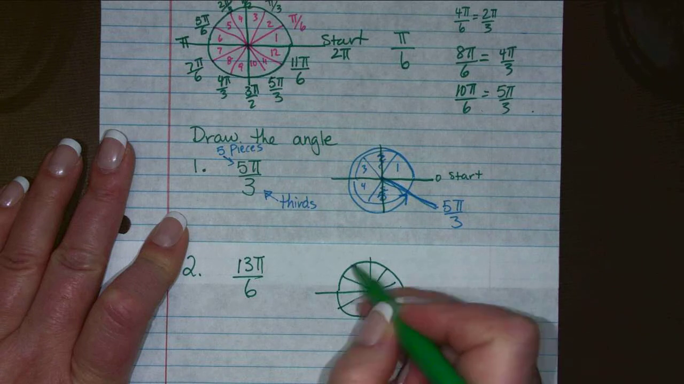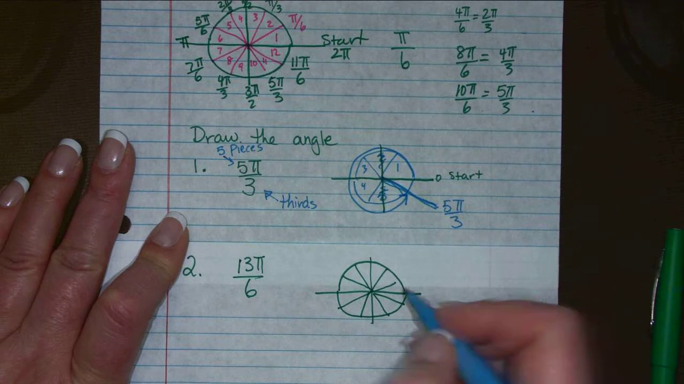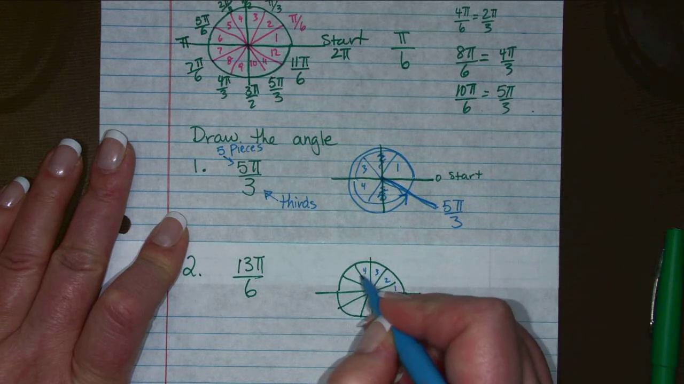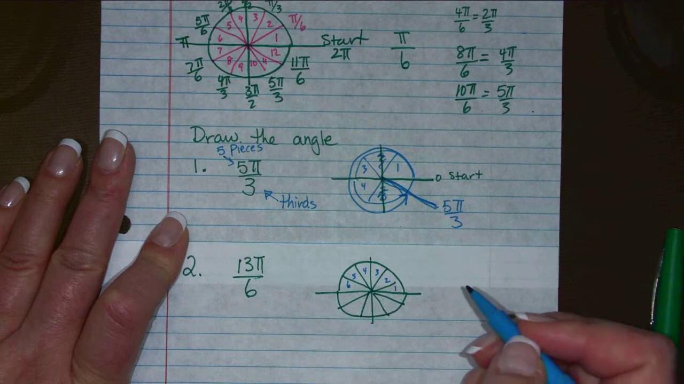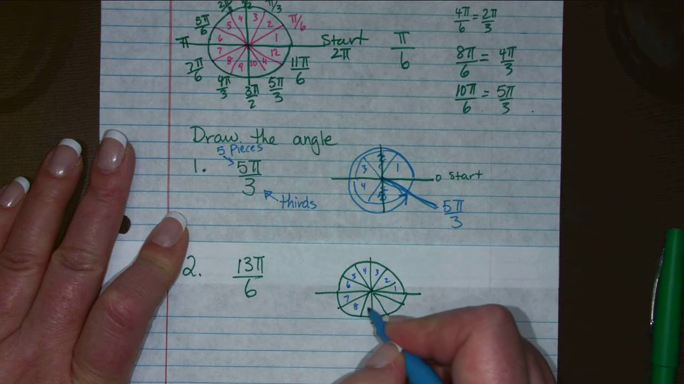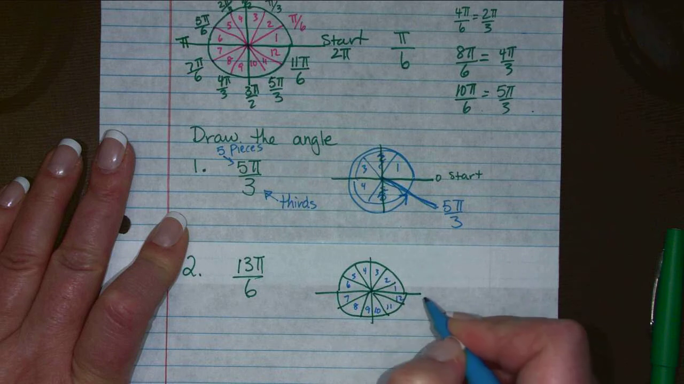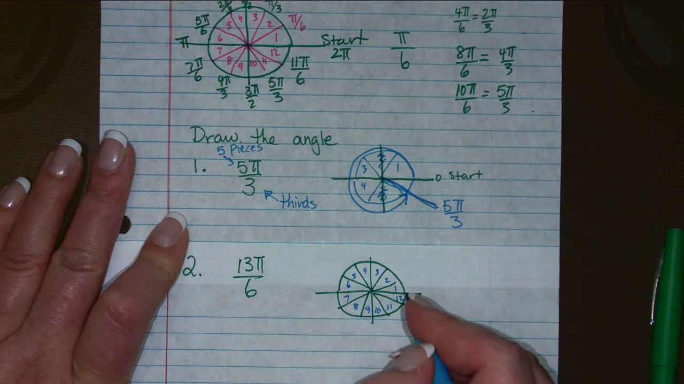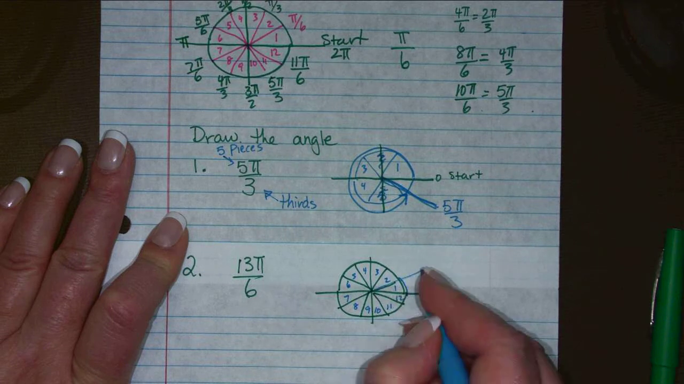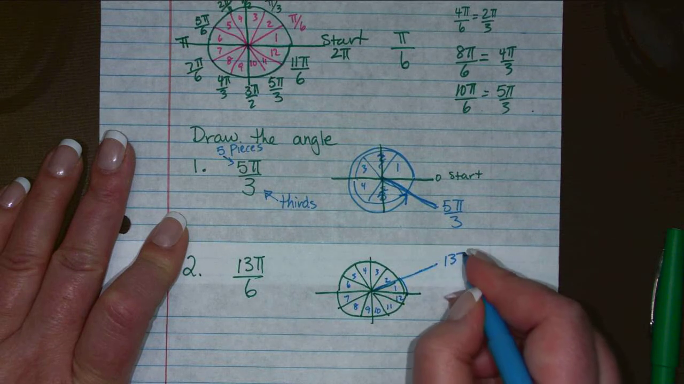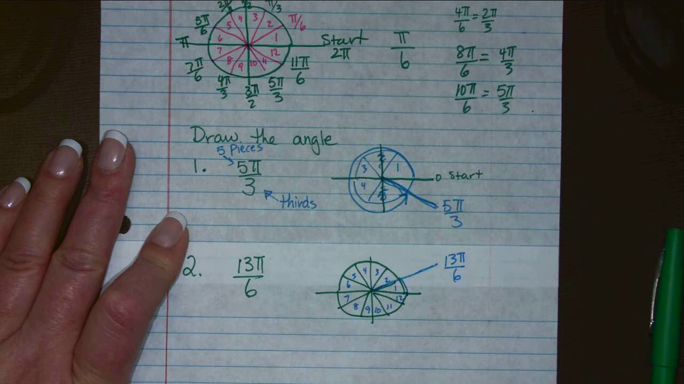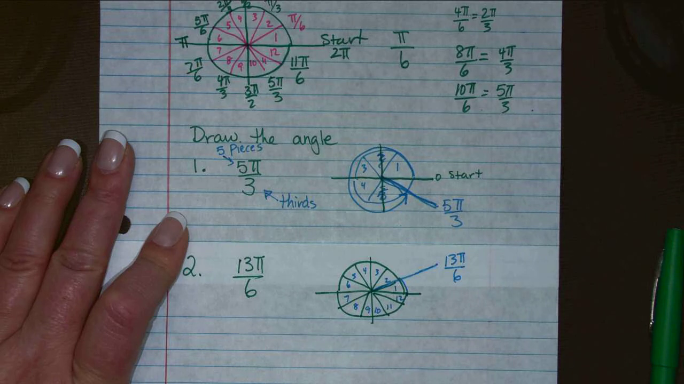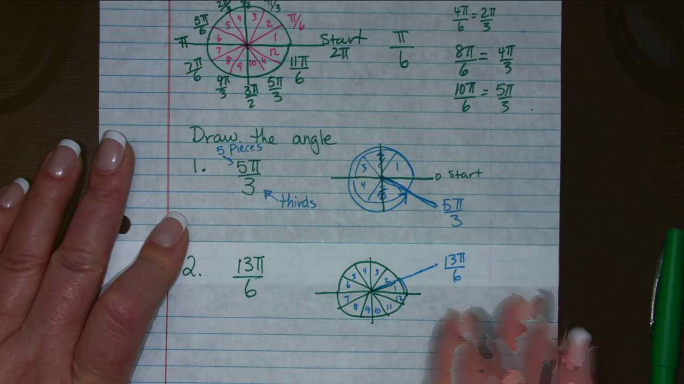Now if we go around, how many pieces are going to be here? 12. Because one whole pie is 6 pieces. Another pie would be another 6 pieces. So go one more. Think of it as another Joe Louis piled on top of it. We have to go one more piece to get to 13, so our terminal arm would be here. 13 pi over 6. Okay? So far, so good? Now, what if the angle is negative? What happens?